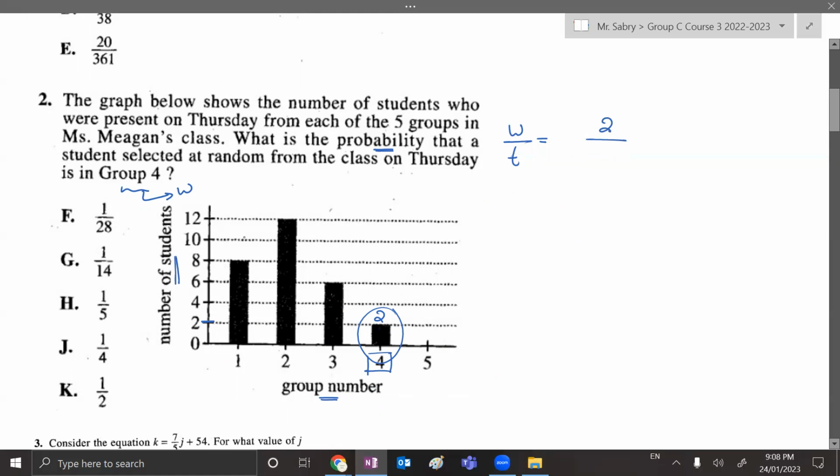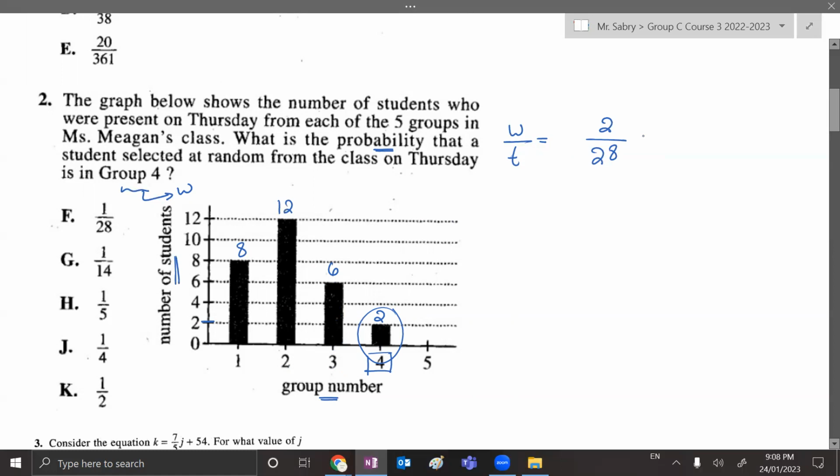which are the total number of students, which means I have to add up all the number of students in all the groups. So I'll go for group 1 and I'll realize they have 8. Group 2 has 12, so that's a total of 20. Group 3 has 6, so 26 in total now. And group 4 as well has 2, which means that the total is 28.